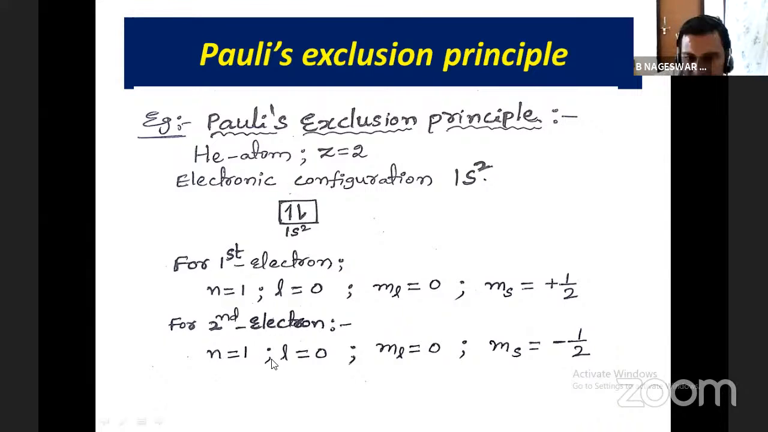In the case of the second electron, we take n is equal to 1 only, l is equal to 0, ml is equal to 0. That means these three are the same. The spin quantum number varies. Here plus half, here minus half. That means no two electrons in an atom have the same set of 4 quantum numbers. That means at least one quantum number must vary from the other electron's quantum numbers. This is simply Pauli's exclusion principle.